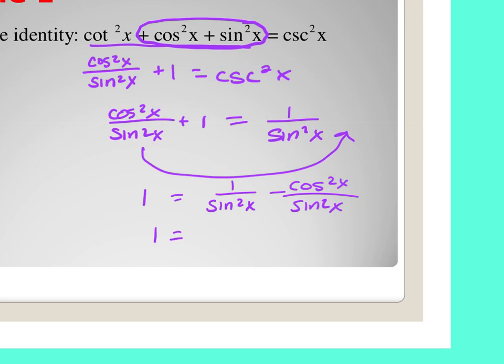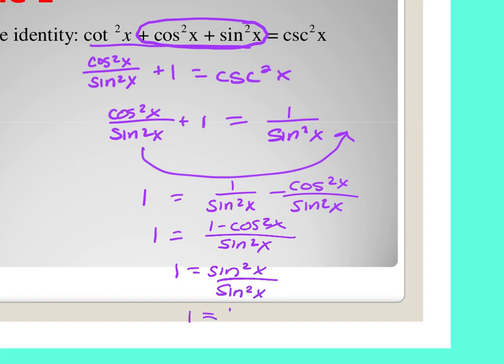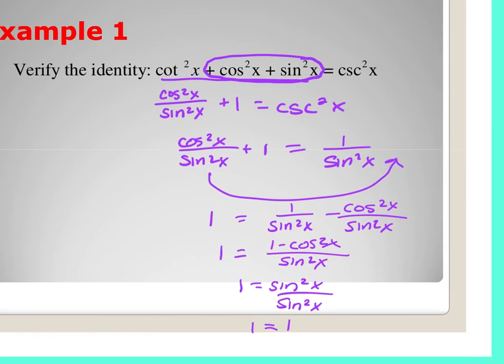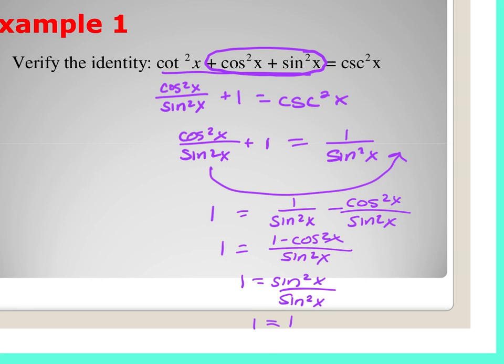Now what? No. Keep going. Now you have the same denominator, yes? Mm-hmm. What's 1 minus cosine squared of x? Sine squared. And then it equals 1. Did that work? Absolutely. Is there a different way? Yeah. So just change the cosine squared x plus sine squared x to 1.